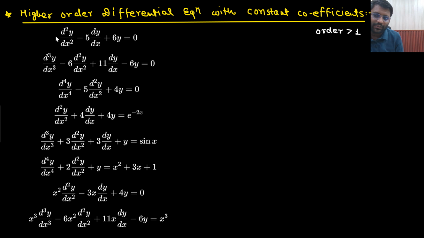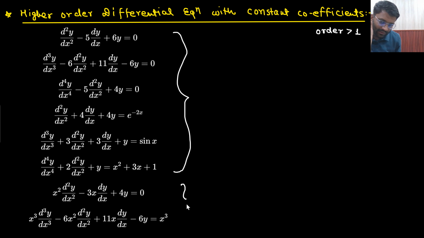Now, here you see the coefficient. What is the coefficient? 1. Here the coefficient is minus 5. Coefficient is 6. 1, minus 6, 11, minus 6. 1, minus 5, 4. 1, 4, 4. So these are the constant coefficients. Here also constant coefficients. So first of all, we will discuss a higher order differential equation with a constant coefficient. That means these equations we will discuss.